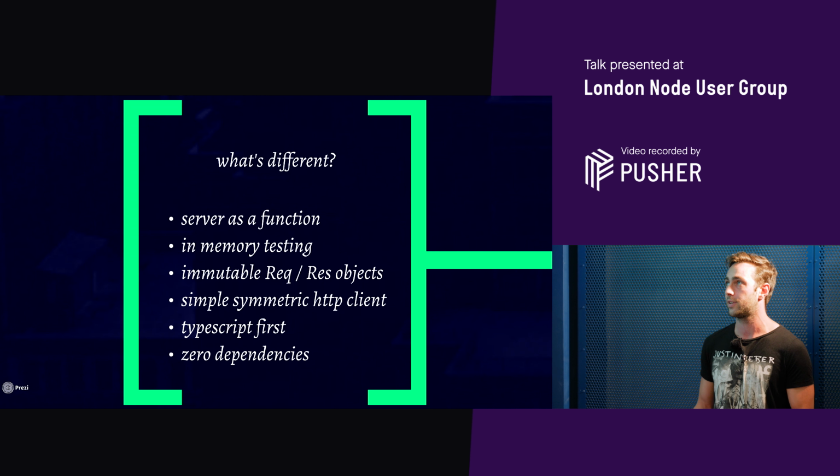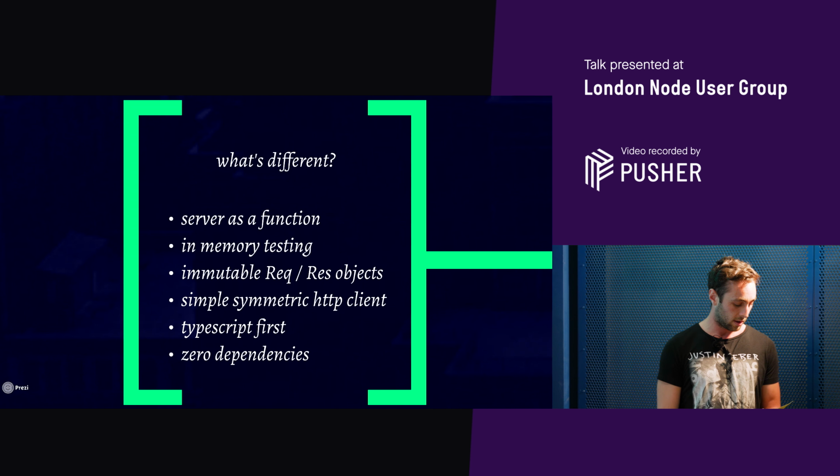So what are the coolest things that I'm going to show you through live coding? In-memory testing: this is our ability to test our routing without actually having to make an HTTP request over the wire, or having to mock everything out in order to pass an object to a route.